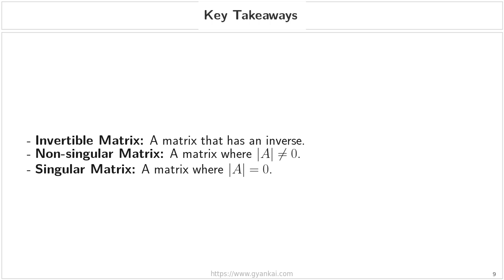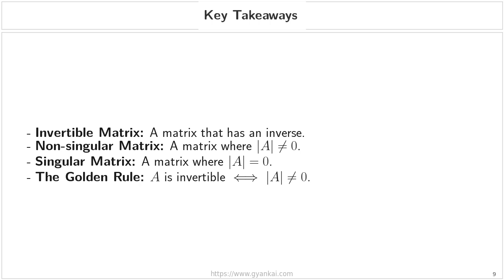We call a matrix non-singular if its determinant, which we write as the determinant of A, is not equal to 0. On the flip side, we call a matrix singular if its determinant, or the determinant of A, is exactly equal to 0. If you remember nothing else from today, remember this golden rule. A matrix A is invertible if and only if the determinant of A is not equal to 0. This is the fundamental test you must always perform.